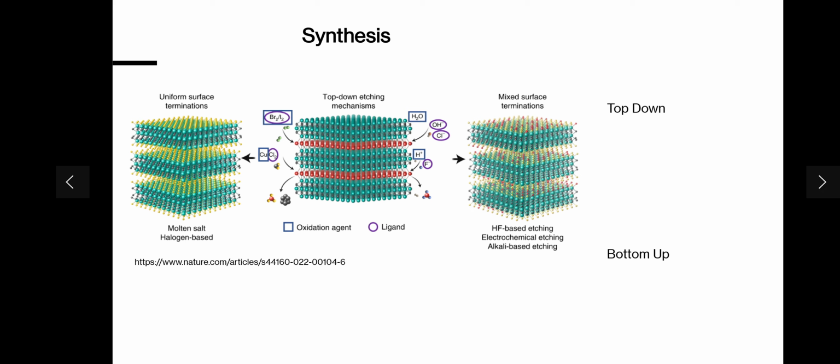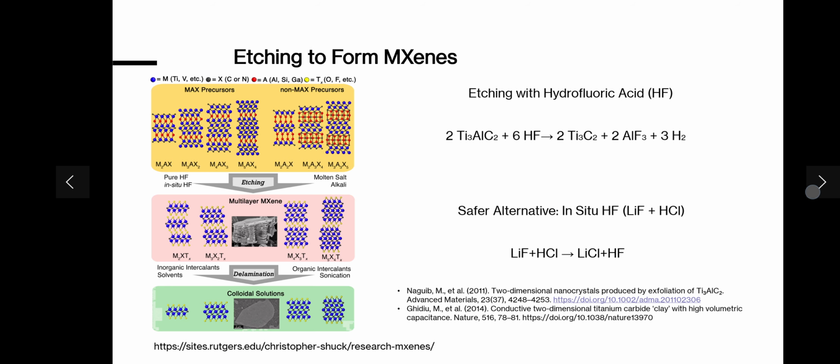In order to do this, we would chemically remove the A layer to isolate the 2D MXene layer. This is done through an etching process, which I have right here. Etching usually uses aqueous hydrofluoric acid to selectively remove the A-side atoms, like aluminum, for example.